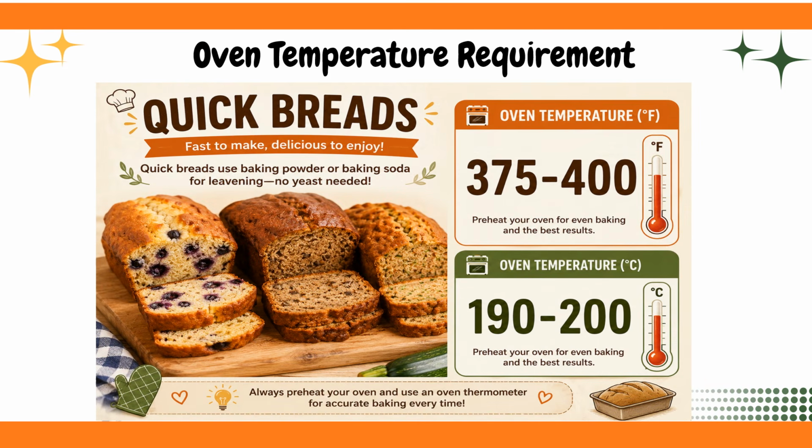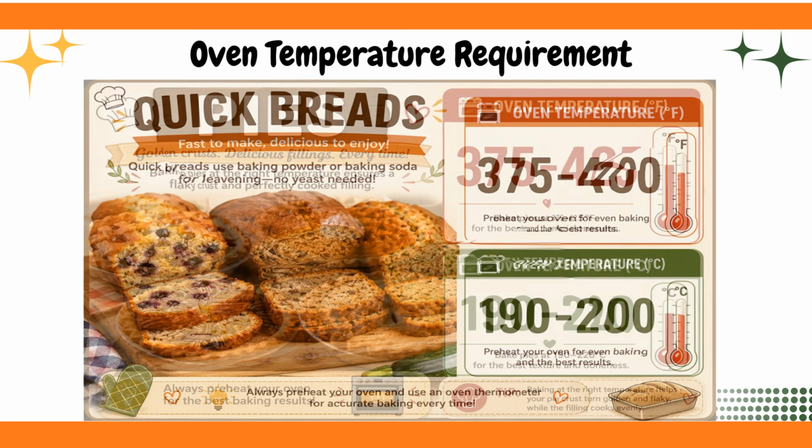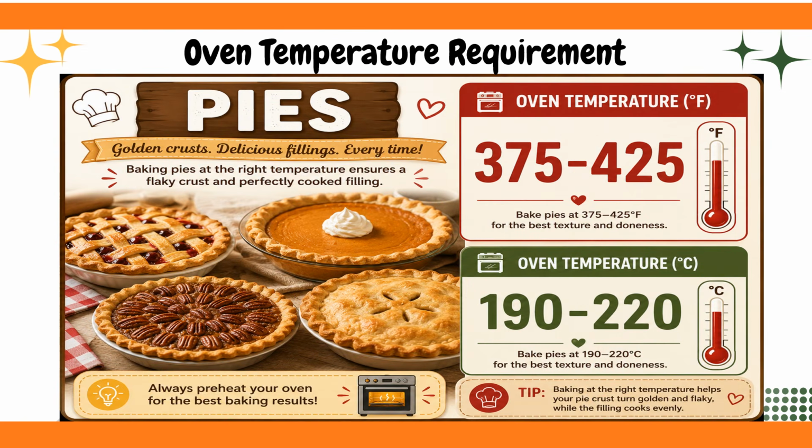Quick breads. Fast to make. Use baking powder or baking soda for leavening, no yeast needed. The oven temperature must be from 375 to 400 degrees Fahrenheit or 190 to 200 degrees Celsius. Pies. Golden crusts, delicious fillings. Baking pies at the right temperature ensures a flaky crust and perfectly cooked fillings. The oven temperature must be from 375 to 425 degrees Fahrenheit or 190 to 220 degrees Celsius.